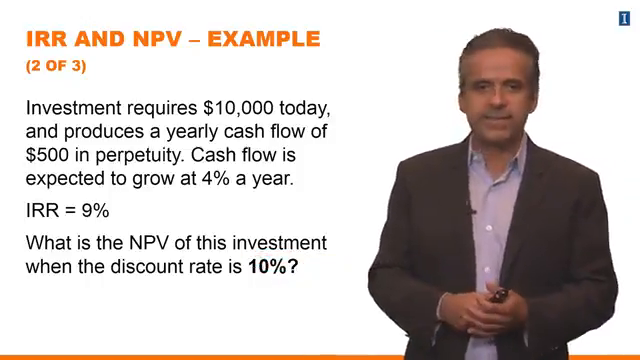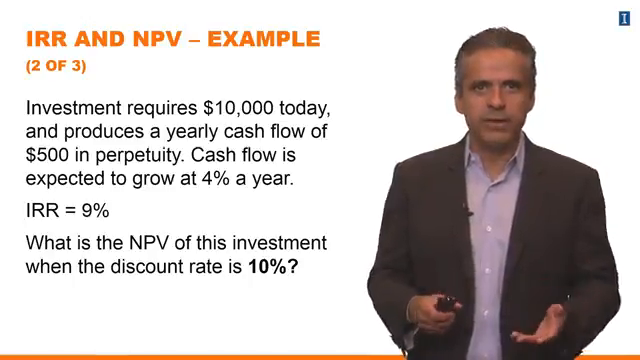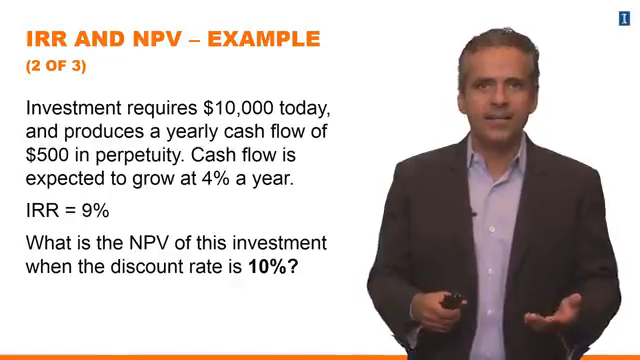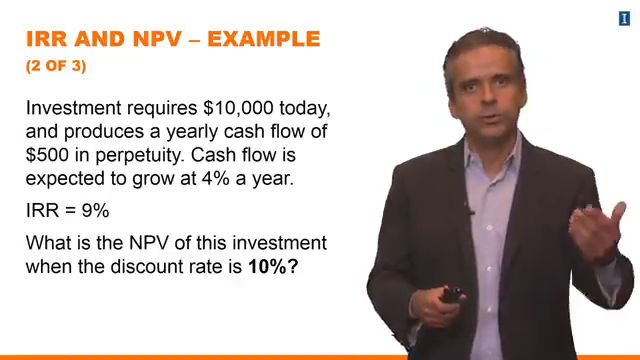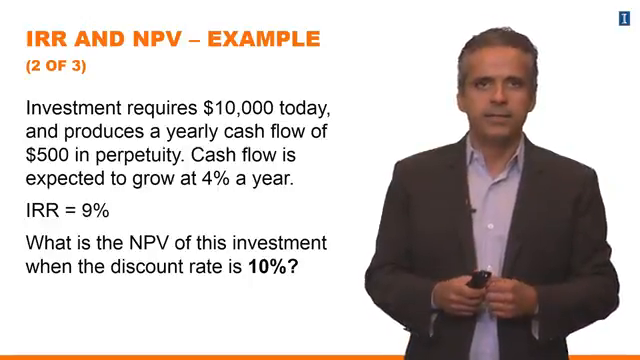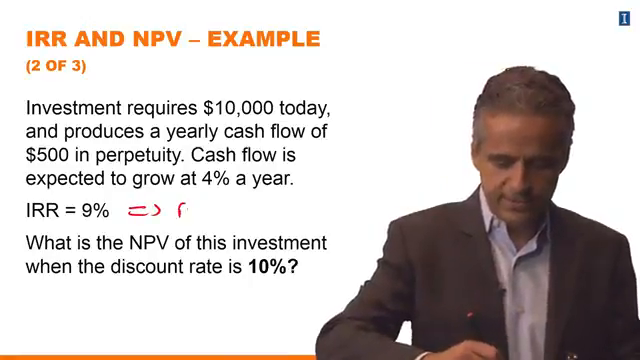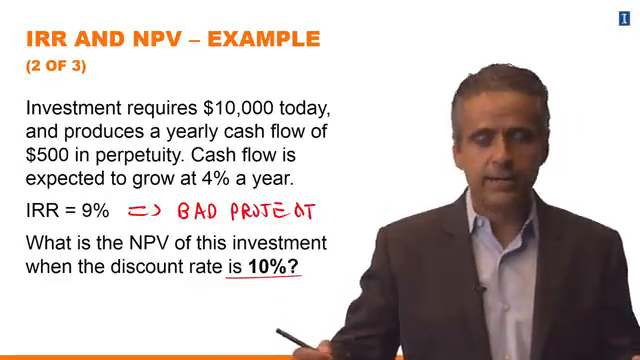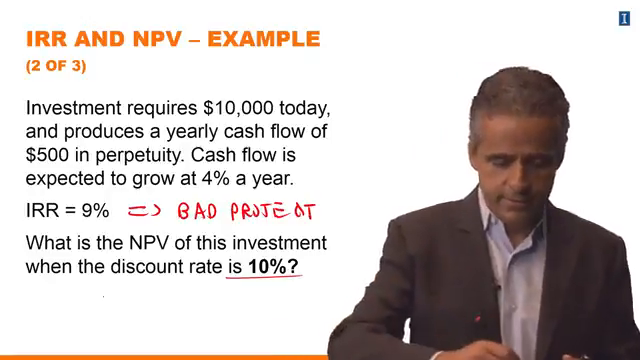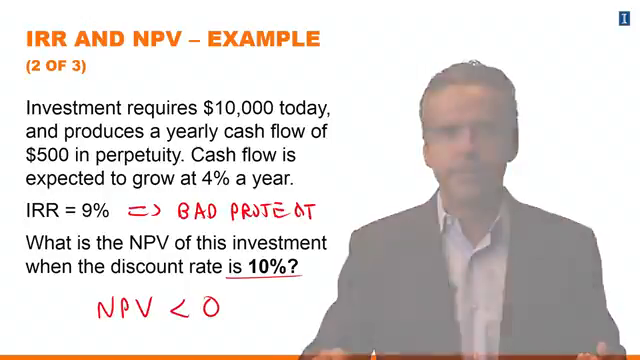Consider now a different case where the discount rate is 10%. You should be able to do this very easily. Since the IRR is lower than the discount rate, what should you do? You should not invest in that project. So the answer is that this is a bad project, because the discount rate is bigger than the IRR. What should be the NPV? The NPV should be negative in this case.